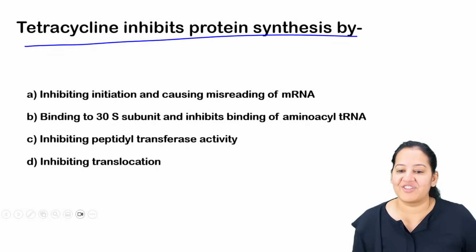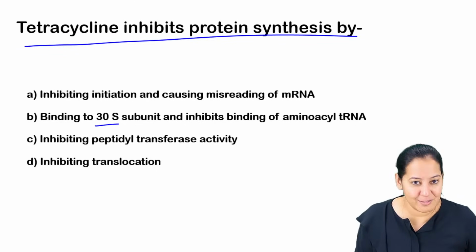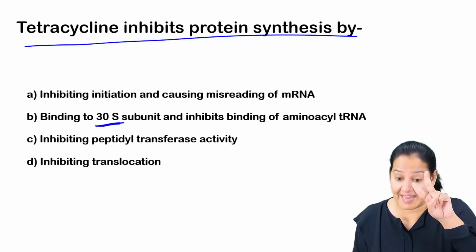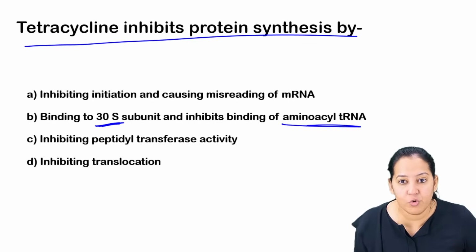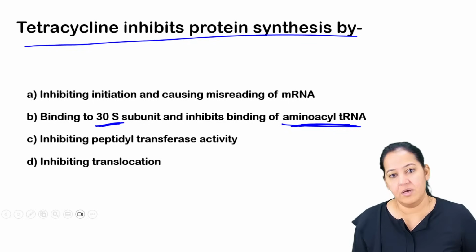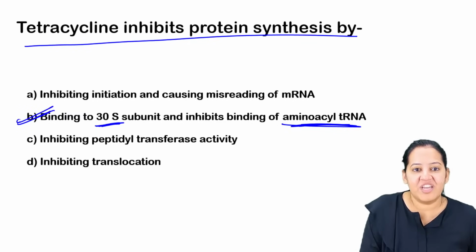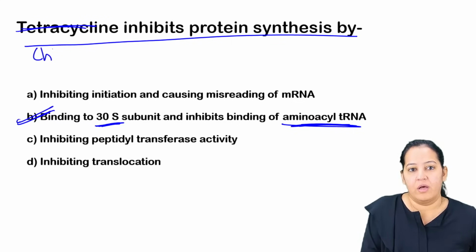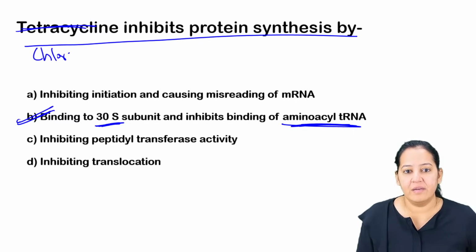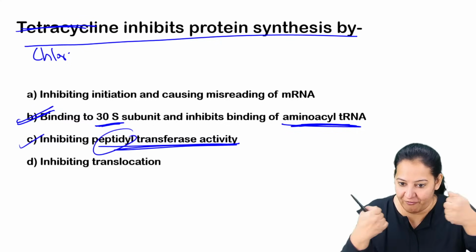For tetracycline, what is the mechanism of action? The answer is it binds with 30S and inhibits the second step. The second step is binding of the new aminoacyl tRNA on the A site. So this is the correct answer. If I change the question from tetracycline to chloramphenicol, the answer will be C. It will inhibit step number 3, peptide bond formation.